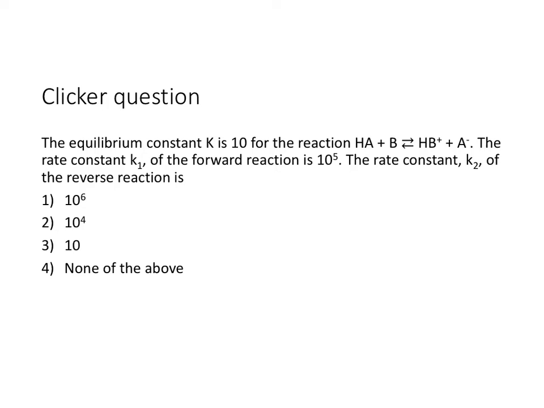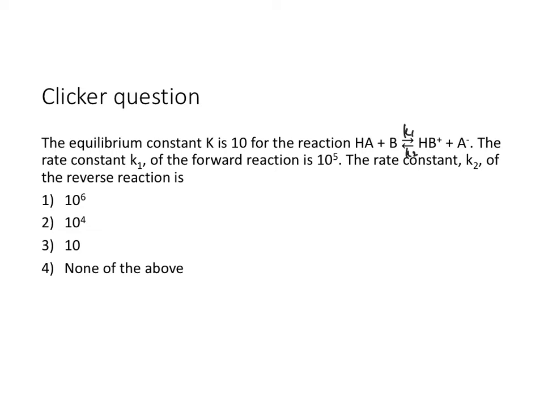All right, let's take a look at today's clicker question. The equilibrium constant K is 10 for the following reaction. The rate constant K1 of the forward reaction is 10 to the fifth, so that means that K1 is right there. And the rate constant K2, we could have done, I suppose, K minus 1, but that's okay, of the reverse reaction would be what?